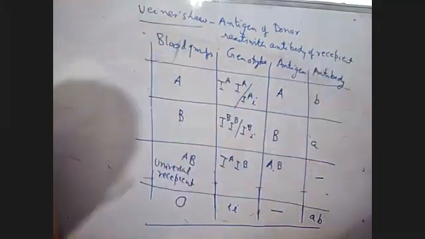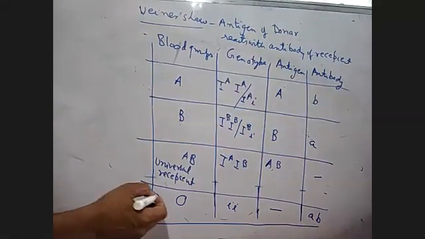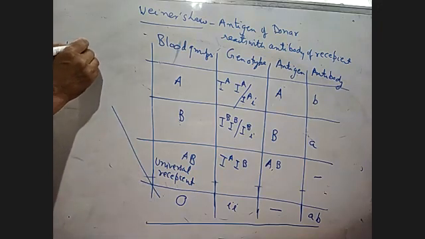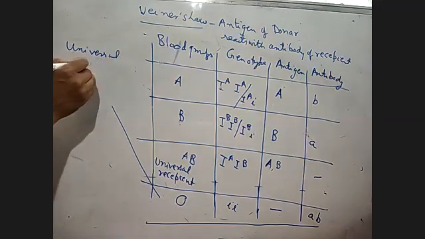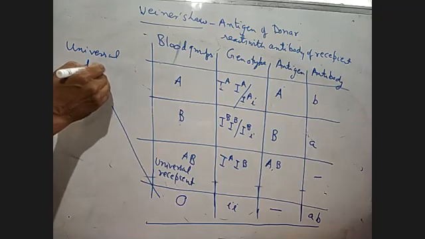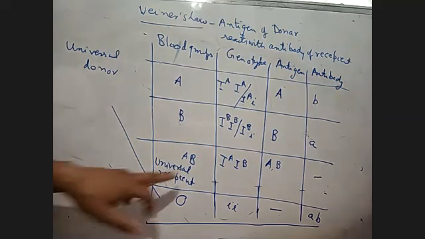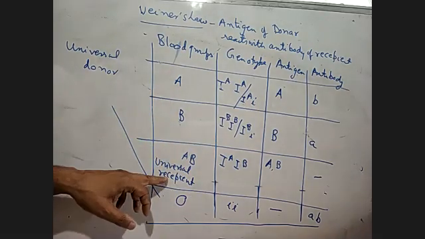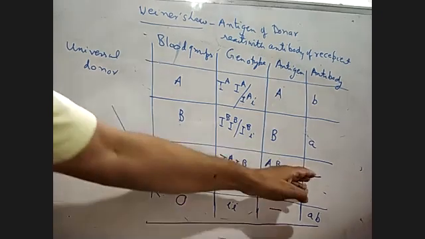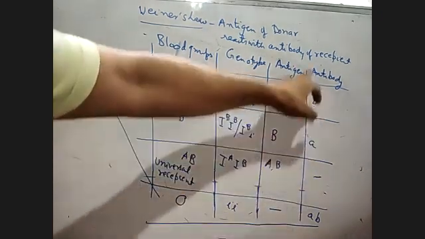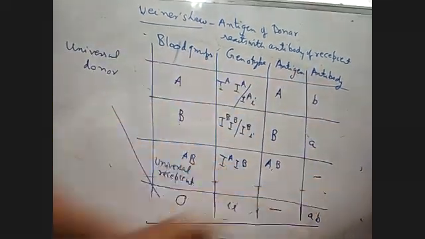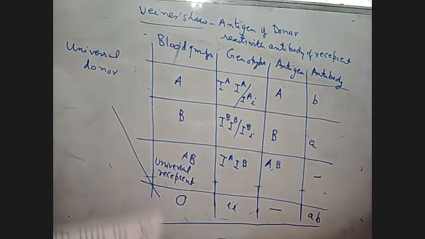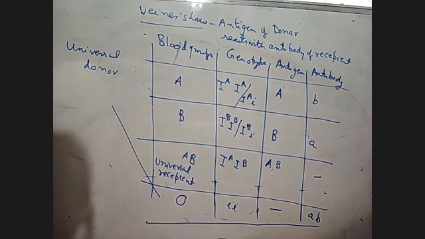And here blood group O is called a universal donor. It is a universal donor because of the absence of the antigen. And blood group AB can take blood from AB and O. That's why it's called a universal recipient, because of the absence of antibody. Okay, then we go to RH grouping.